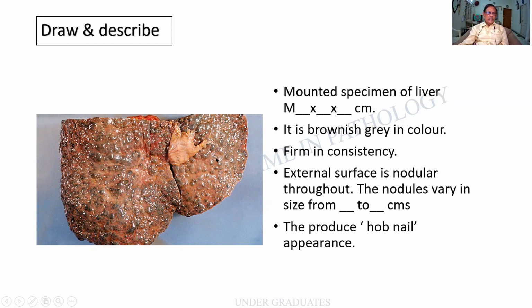Firm in consistency, it is very obvious. We might not touch it, but we can feel it. The external surface is nodular. Look at this one, multiple nodules are there throughout, and it is called a hobnail pattern. Hobnail is something like a boat pin or a nail on the shoe. I shall be showing you a picture of it. The nodules vary in size from dash to dash centimeters, which means it can be micronodular, macronodular, or mixed nodular. So kindly note the measurements.